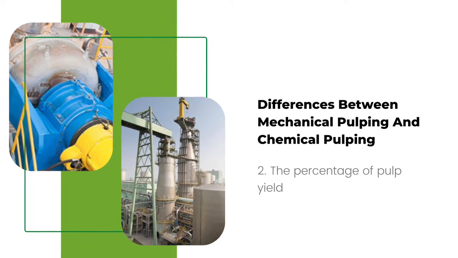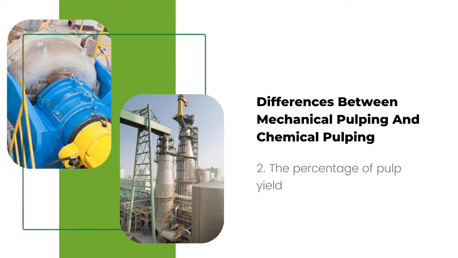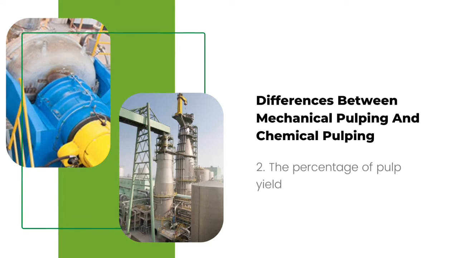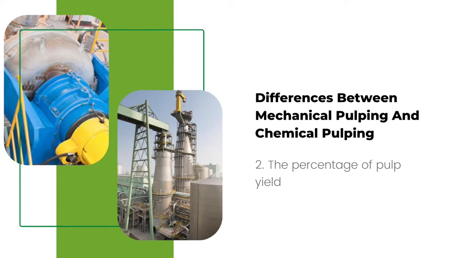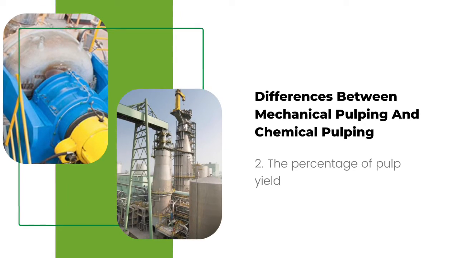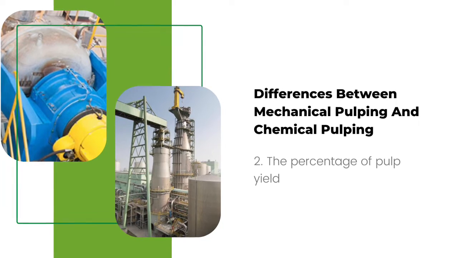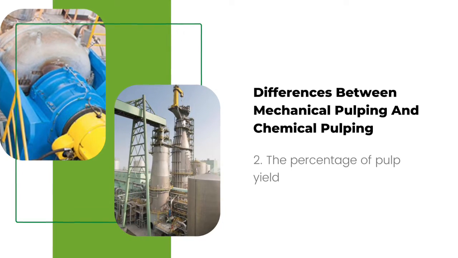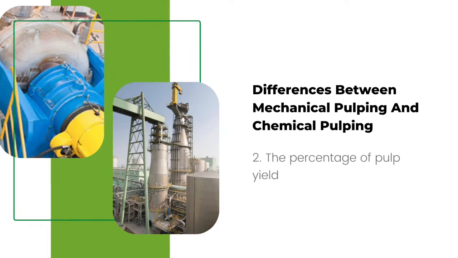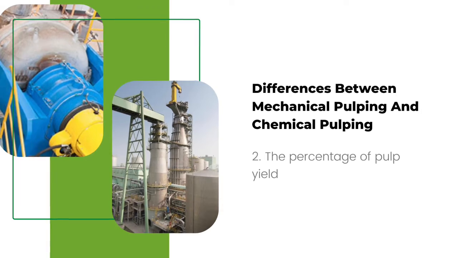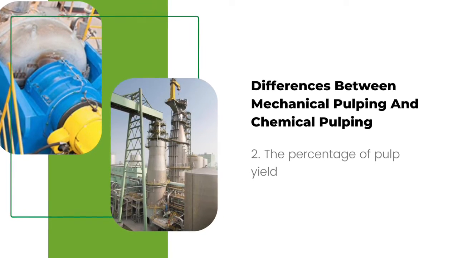The second difference is the percentage of pulp yield. Mechanical pulp has a high pulp yield, which is 95%, which at the same time means that all the lignin is still present in the pulp and paper. Meanwhile, chemical pulp has a lower yield, which is 45%. It is all due to the separation of wood chips into their components of cellulose, hemicellulose, and lignin, and it retains the cellulose fibers while rejecting most of the rest. Therefore, the yields are less than 50%.